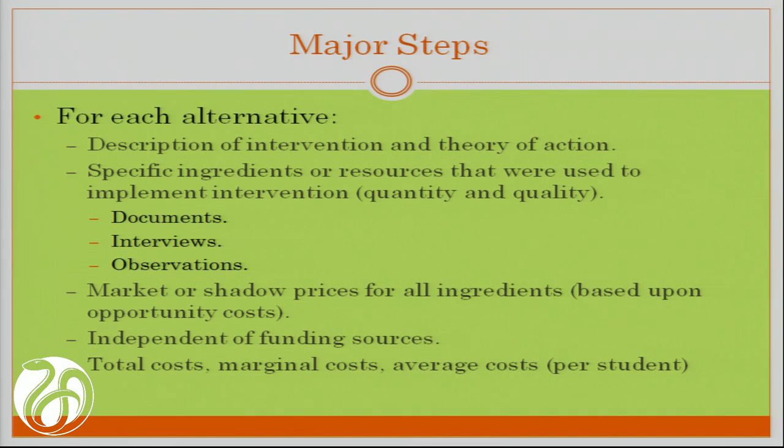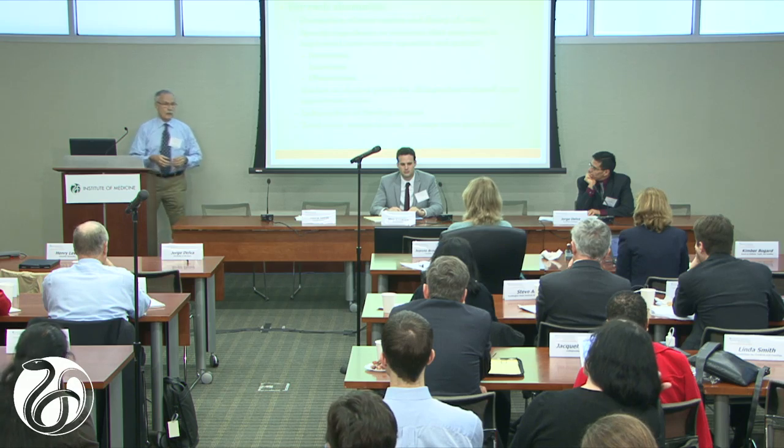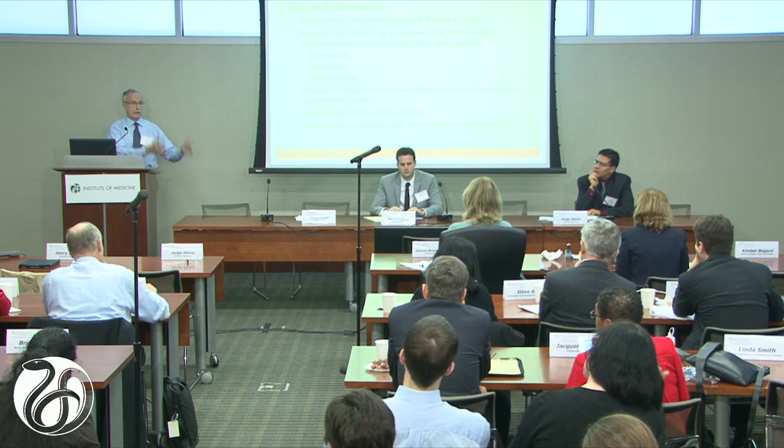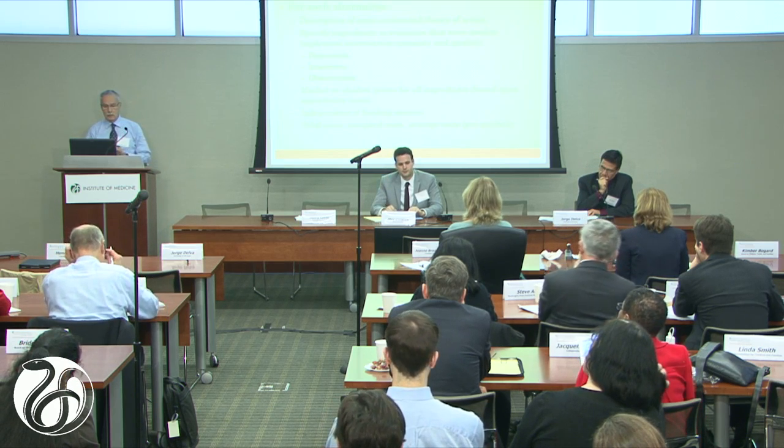Secondly, you want to specify the ingredients or the resources that were used to implement the intervention, both in quantity and quality, and irrespective of how they're being financed. We consider a volunteer as being self-financed, for example. But you simply can't say, well, that was free. There was no cost to that, because in another setting, you're going to have to provide that at the market cost for that particular input. And so we're very concerned for that.